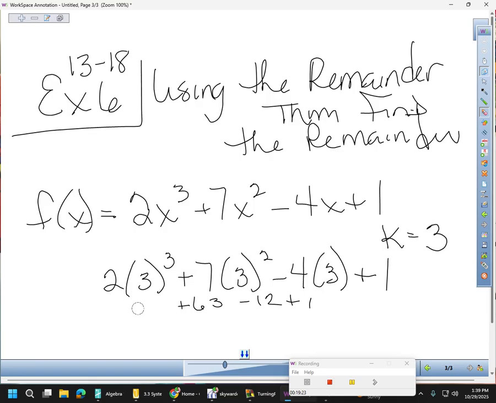Just a second. So let's see. This is 27 times 2, so that's 54 plus 63 is 117. Minus 12 would be 105. Plus 1 would be 106. Look at you. Good job. And that's all we have to do for those.